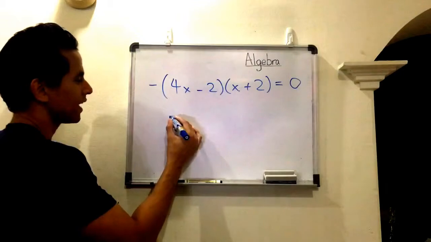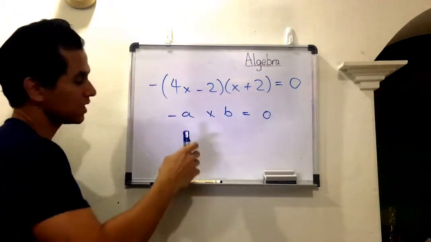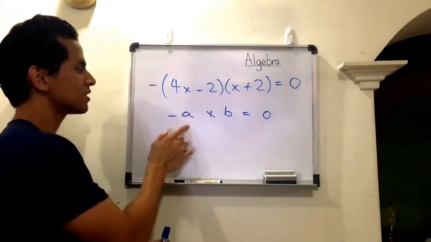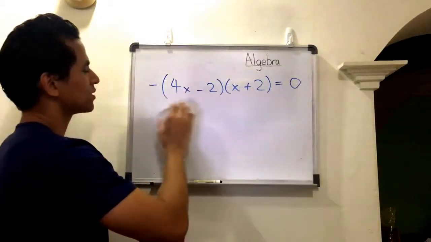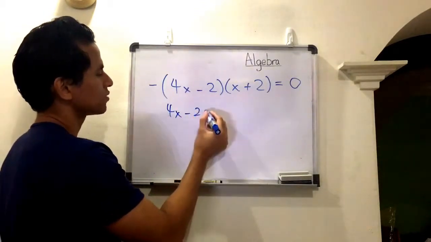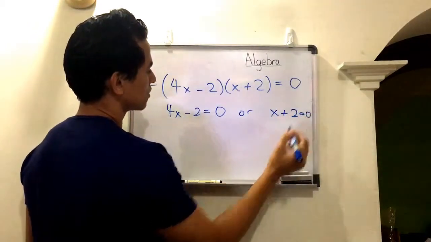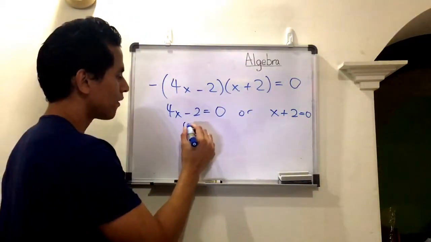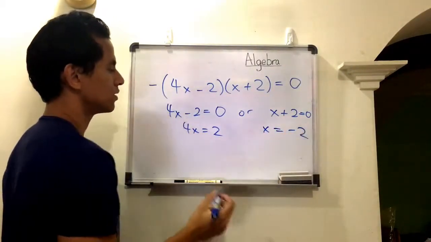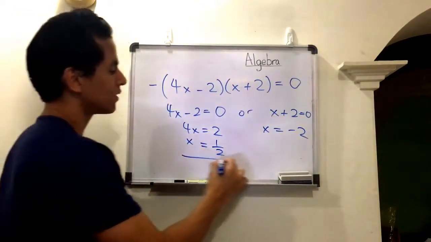Why? If I say minus a times b equals 0, isn't it true that either a or b will still have to be 0? Yes, simple as that. So with this logic, we can close out our final example, and again, we see that 4x minus 2 equals 0, or x plus 2 equals 0. So 4x equals 2, and x equals negative 2. Here x will just be equal to half. Hence, these are our two final answers.